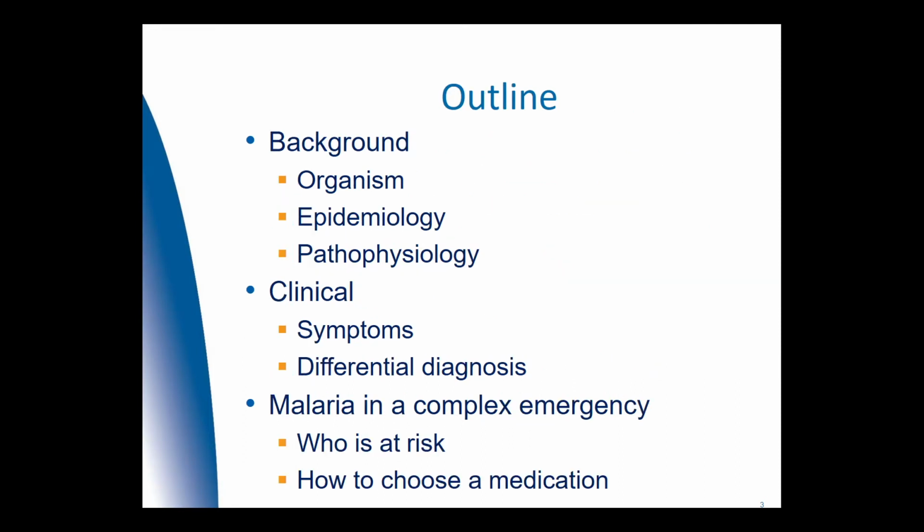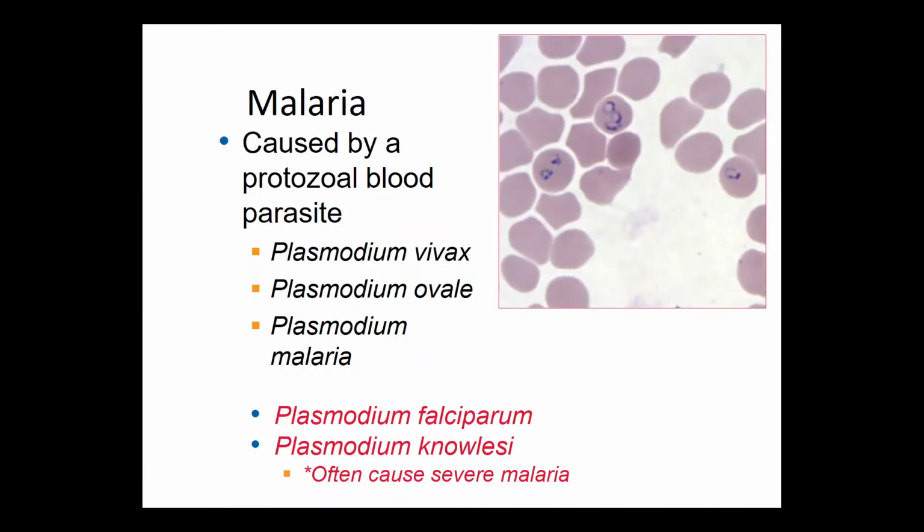So, outline: first we'll talk about background, organism, epidemiology, pathophysiology, then clinical symptoms, differential diagnosis, and malaria in a complex emergency, who is at risk, and how to choose a medication. To begin with, malaria is caused by a protozoal blood parasite, Plasmodium. There are several types of Plasmodium.